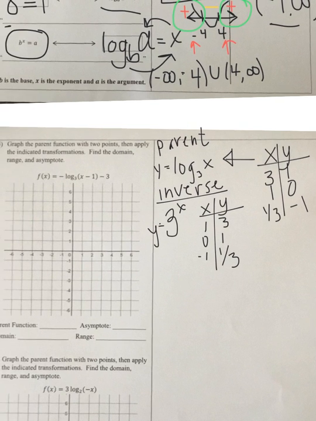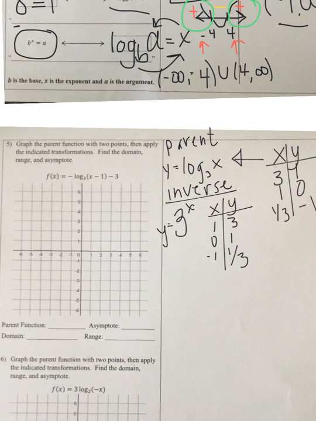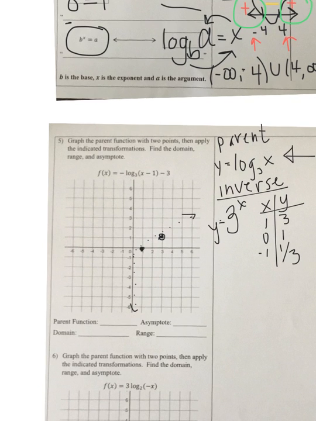And so when we go to plot the parent function on here, we're going to plot the points 3, 1, and then 1, 0, and 1/3 we're at negative 1, so we know that the parent function is kind of doing this thing. And so what we would like to do next is actually do the transformations.